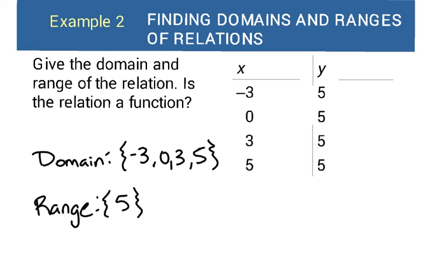So now, each x value goes to one y value. Although they're the same y value, it doesn't matter. This is a function. Okay? It can't go the other way around. Two different y values cannot go to the same x value, but a whole bunch of x values can go to the same y value. So this is a function.